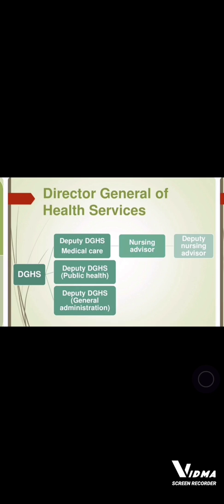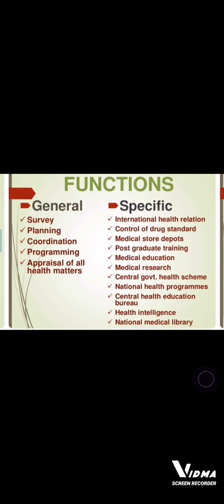So as you can see, under DGHS, there is deputy DGHS medical care, deputy DGHS public health, then deputy DGHS general administration. For deputy DGHS medical care, under that the nursing advisor will come, and under the nursing advisor, the deputy nursing advisor will come. These are all the staffing pattern of DGHS health services. After that, we will see the function. What is the function of DGHS, meaning Director General of Health Services?